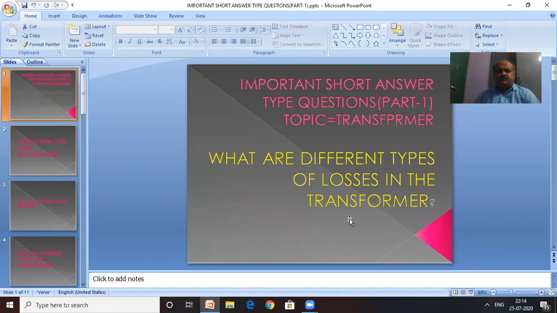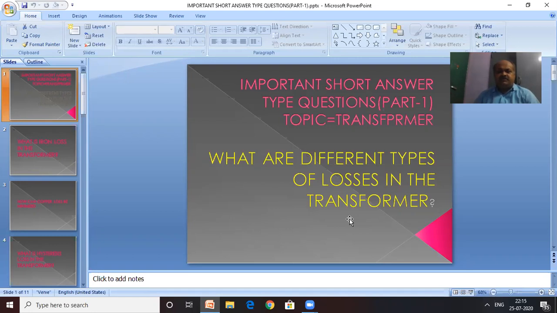When we discuss the working of the transformer, we assume two cases, two assumptions. First, if there is no flux loss. Second, if there is no power loss. Then we discuss the working of the ideal transformer. Practically, which is not possible.